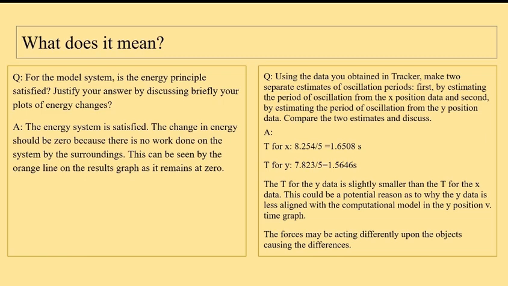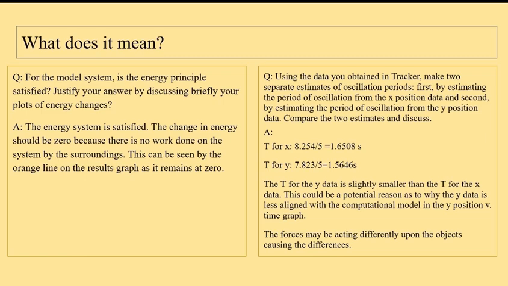For the second question, we have, using the data you obtained in Tracker, make two separate estimates of oscillation periods, first by estimating the period of oscillation from the X position data, and second by estimating the period of oscillations from the Y position data. Compare the two estimates and discuss.